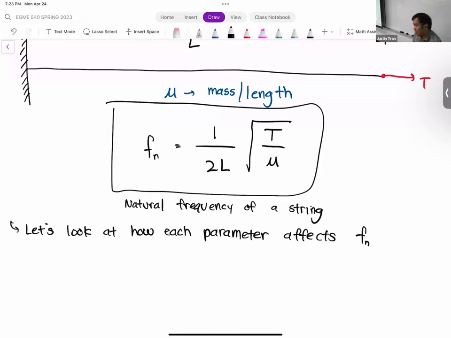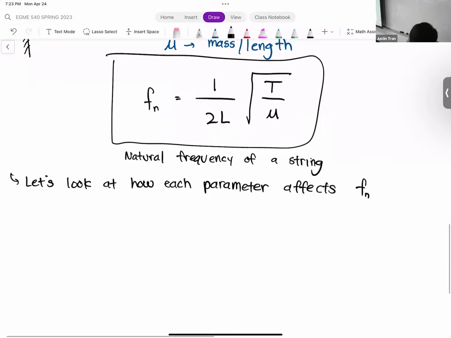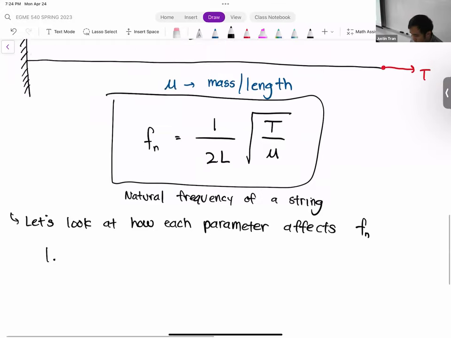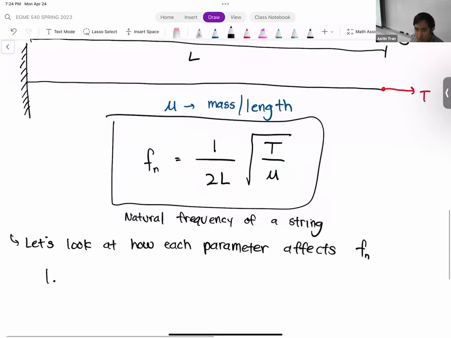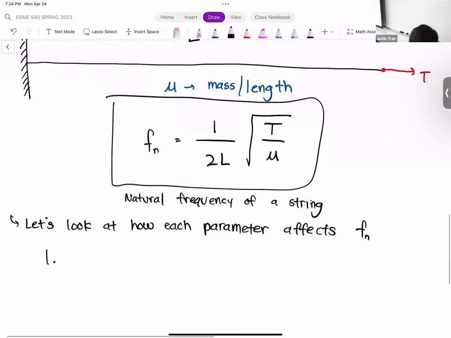So let's look at how each of these parameters affect the natural frequency, and then we're going to extrapolate them. Okay, so the first parameter that we're going to look at is the geometry of the string. And for a one-dimensional object like this, there's really only one geometric parameter, which is the length.